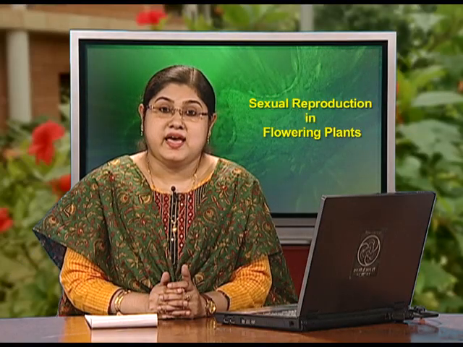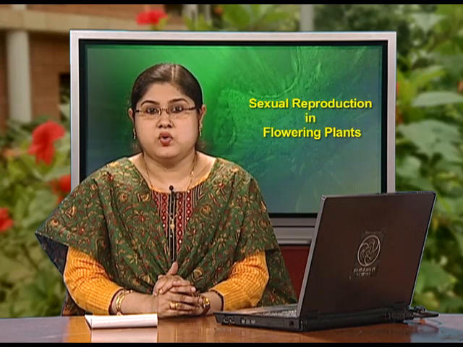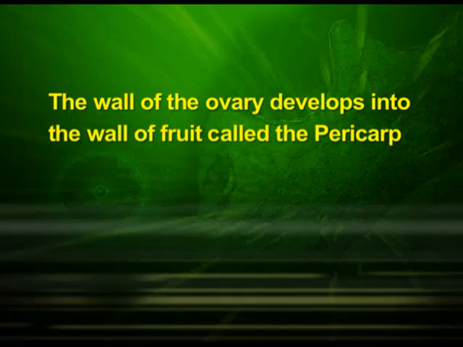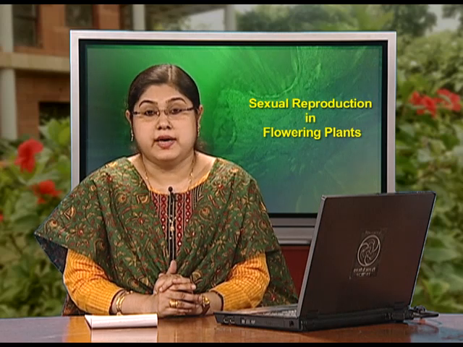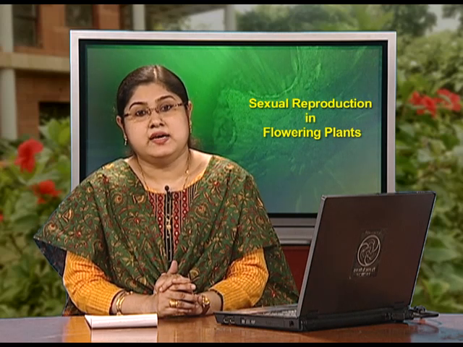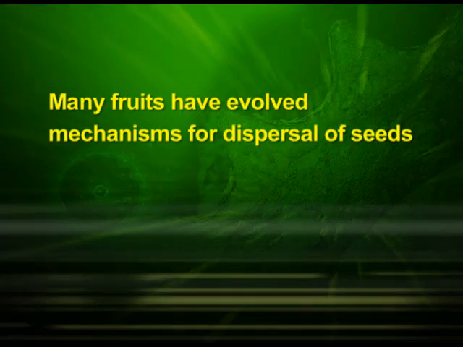Dear students, as ovules mature into seeds, the ovary develops into a fruit, which means the transformation of ovules into seeds and ovary into fruit proceeds simultaneously. The wall of the ovary develops into the wall of fruit called the pericarp. The fruits may be fleshy as in guava, orange, mango, etc., or may be dry as in groundnut and mustard, etc. Many fruits have evolved mechanisms for dispersal of seeds.